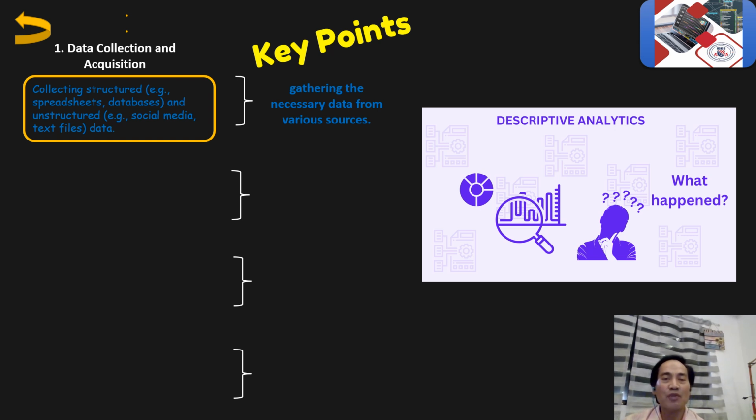This data can come from internal systems like sales databases, customer relationship management system or CRM, enterprise resource planning or ERP systems, or from external sources such as market research or social media platforms. So what are the key activities of data collection and acquisition? Identifying and accessing relevant data sources, collecting structured data from spreadsheets, databases, and unstructured data from social media text files, integrating data from various systems to create a comprehensive data set.